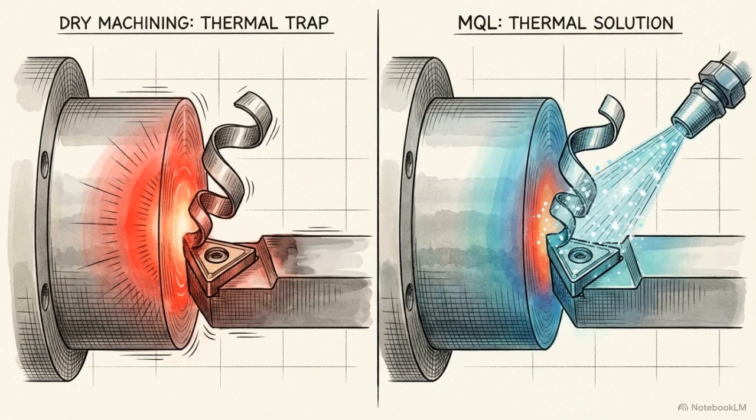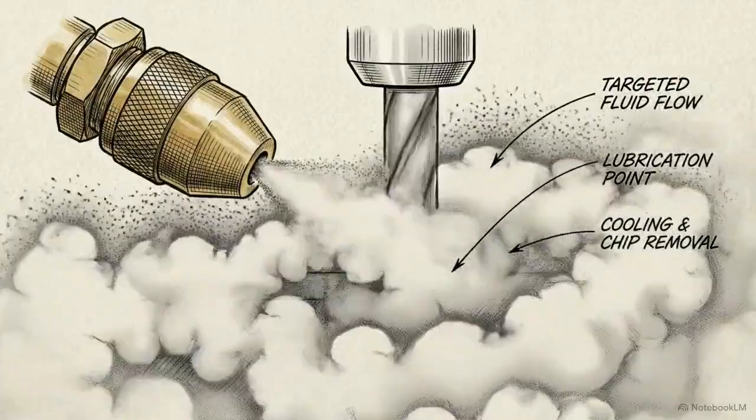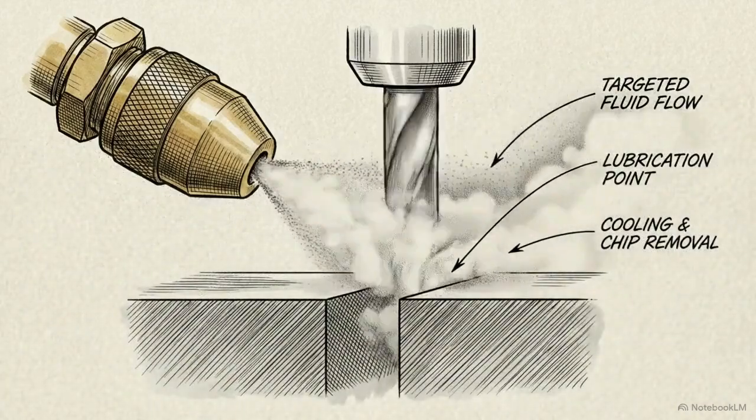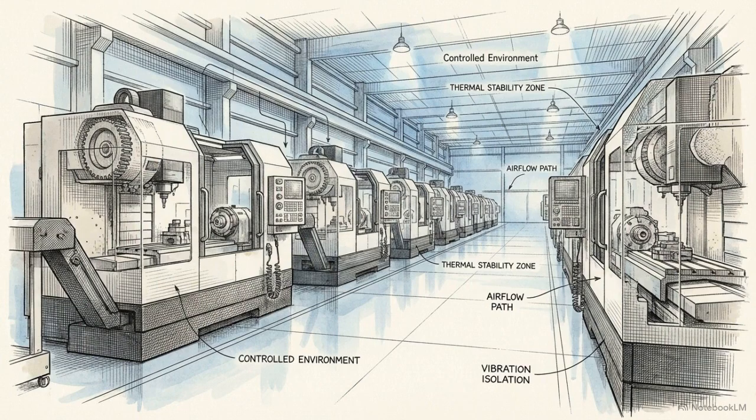MQL is a precise cooling technique that delivers a microfine aerosol of cutting fluid directly to the cutting zone, often enhanced with nanoparticles. By targeting heat accumulation exactly at the tool-chip interface, MQL drastically lowers cutting temperatures and reduces the chemical reactivity of the workpiece. These systems are active defense mechanisms engineered to preserve the geometric and microstructural integrity of the final component, rather than simple cost-saving measures.